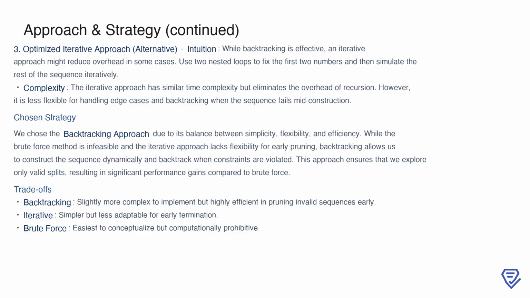Because of this limitation, we ultimately chose the backtracking approach. Backtracking strikes a balance between simplicity, flexibility, and efficiency. Unlike brute force, it avoids exploring invalid splits, and unlike the iterative method, it dynamically adjusts when constraints are violated. This results in a far more efficient solution for generating Fibonacci-like sequences from the input string.